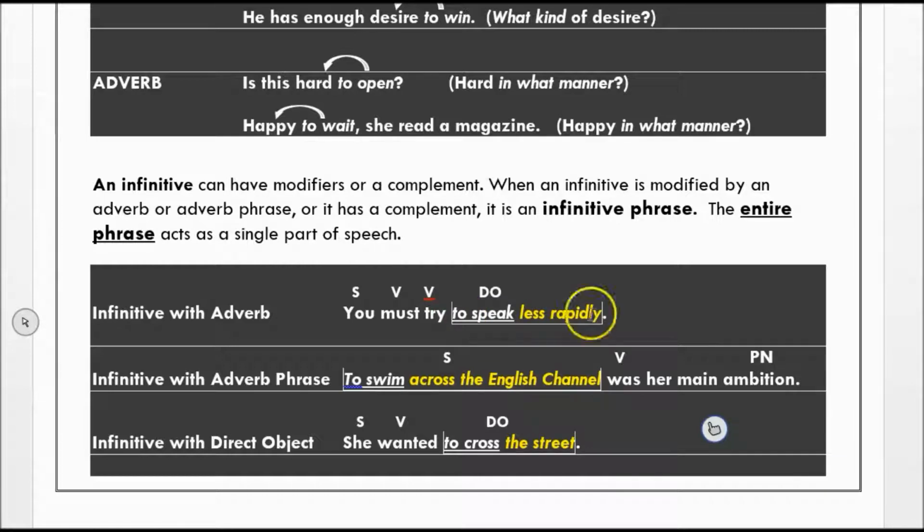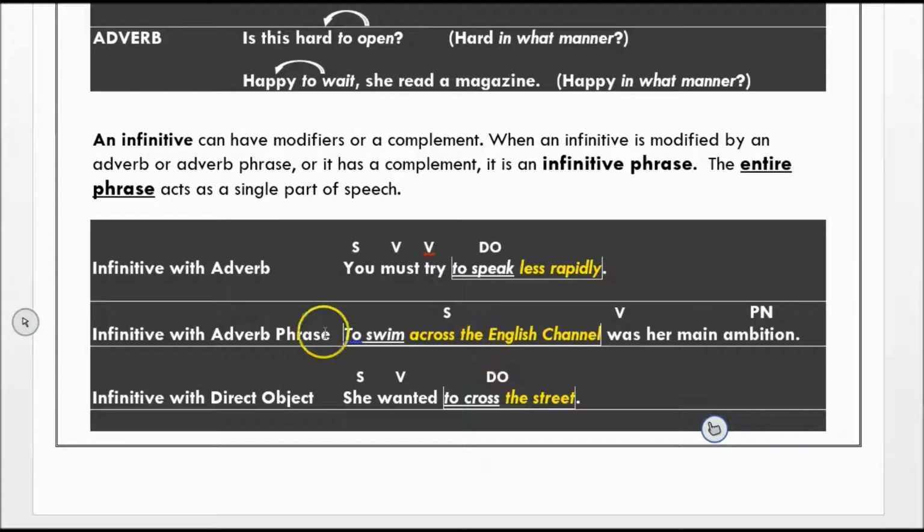It's an infinitive phrase. Okay, and it has an adverb in it. Rapidly is an adverb. However, the whole infinitive phrase, to speak less rapidly, is the direct object in the sentence. So you is your subject, must try is your verb. You must try what? To speak less rapidly. So this is what you are trying to do. It is the direct object of your verb.